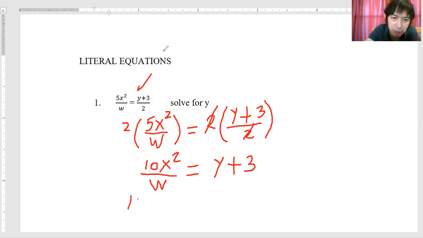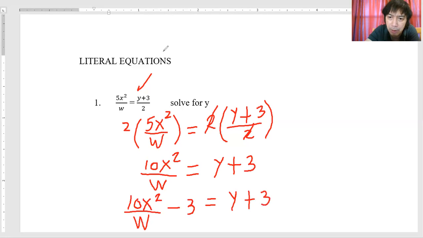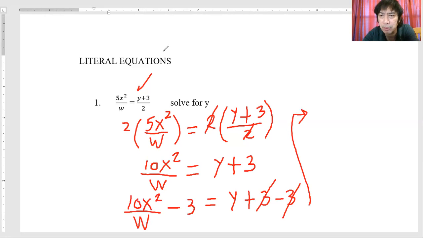So this will now be 10x squared over w minus 3. That is our left side, and you have here the right side y plus 3, also minus 3 there. And you will notice this 3 and the other 3 is 0 there. And you now have y. After this, you will have 10x squared over w minus 3 equals y.